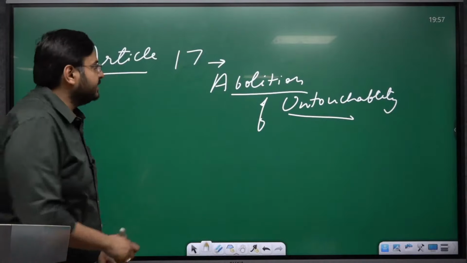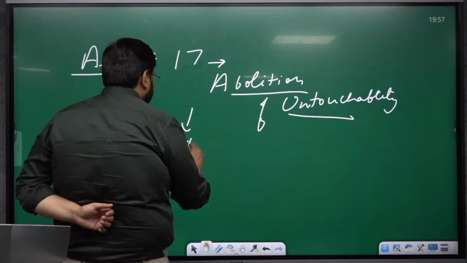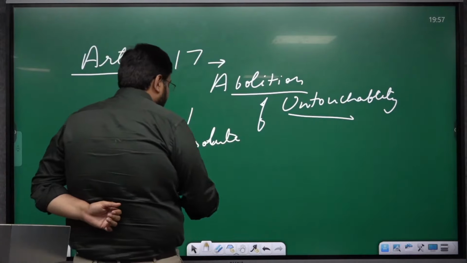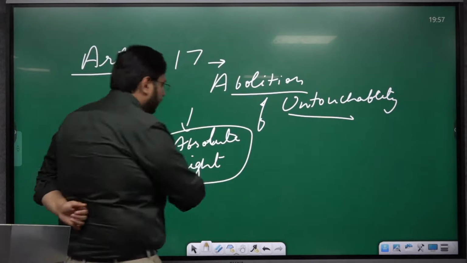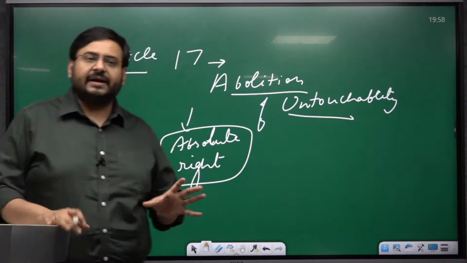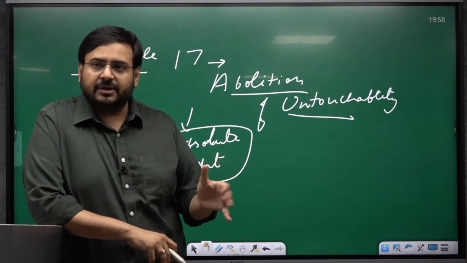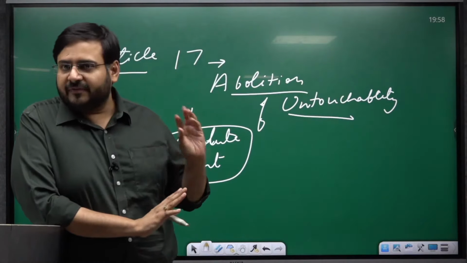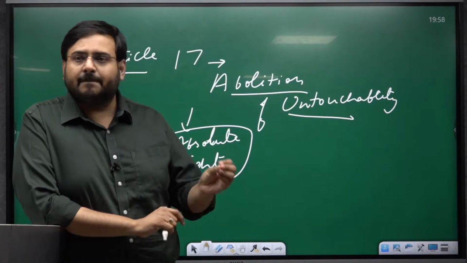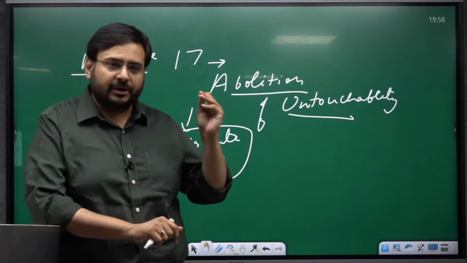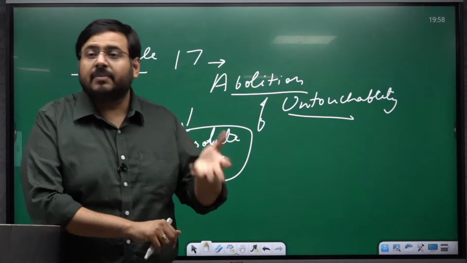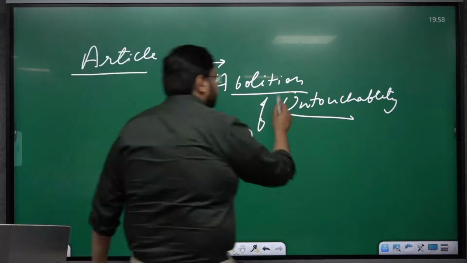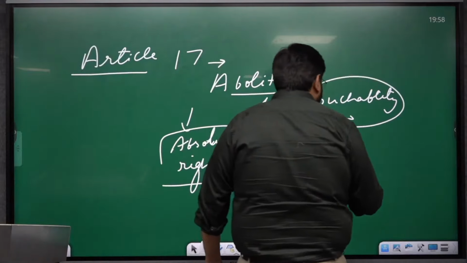Very good. Article 17 is an absolute right. It does not have any reasonable restrictions. One cannot say that untouchability on these grounds can be allowed. No grounds. It is totally prohibited if it is untouchability on the basis of the birth of someone into a particular religion, race, caste, sex, place of birth. Is it clear? It is an absolute right. Untouchability, nowhere defined.